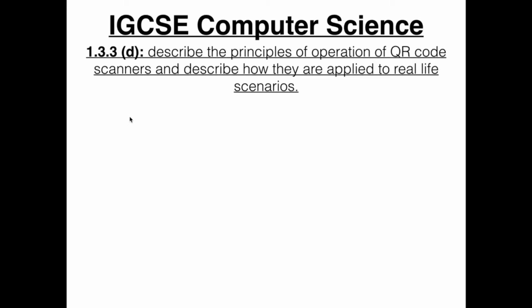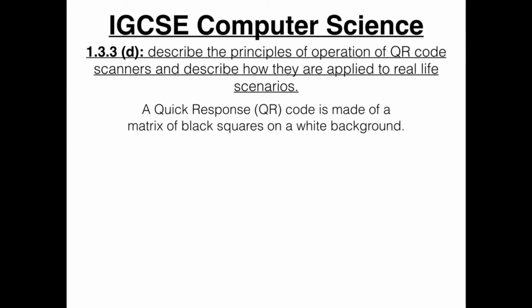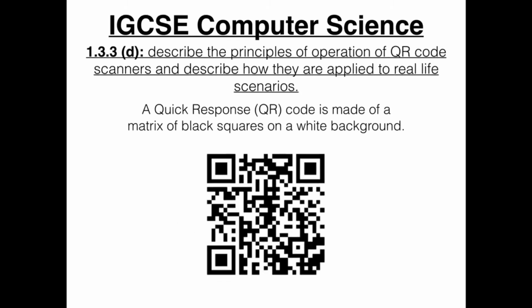Alright, so QR code scanners are pretty similar to what we looked at last time, barcode scanners. It stands for quick response, and a quick response code is made of a matrix of black squares on a white background, something like this. Now if you can find an app or software that can scan this, you can scan it. It'll take you to a link. I'm not going to tell you what link it'll take you to. You're just going to have to find out yourself.